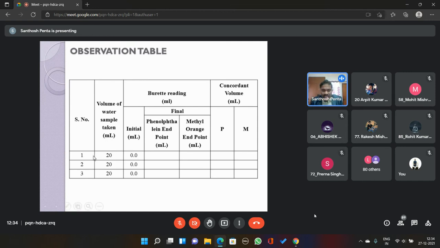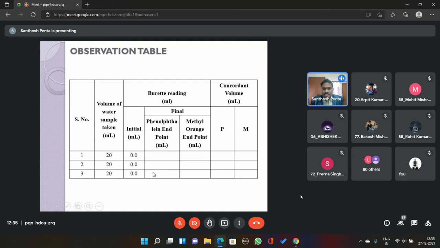So the first round is over. The first series is over. Then you go for the second series. After completion of the first series, throw away the solution present in the conical flask and wash the conical flask thoroughly with tap water. Then again, for the second series of titration, pipette out 20 ml. Then initial reading 0. That means again you fill the burette with acidic solution. Then 0. After that, add phenolphthalein indicator, pink color.